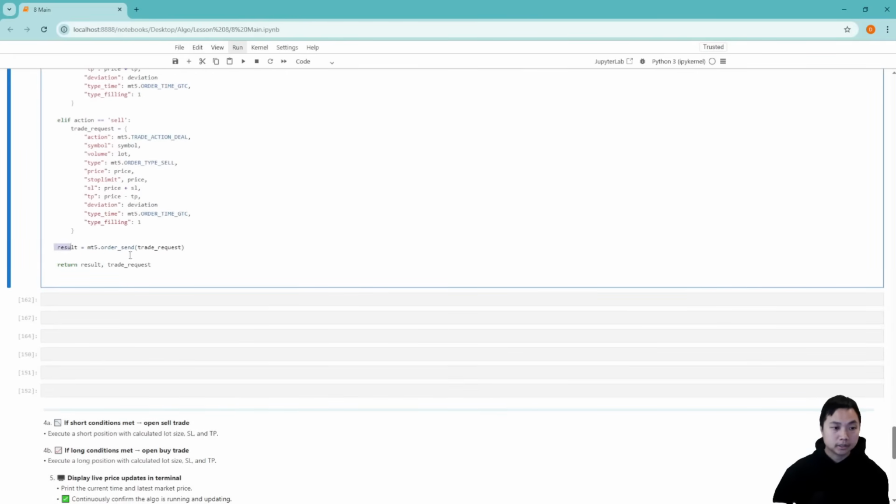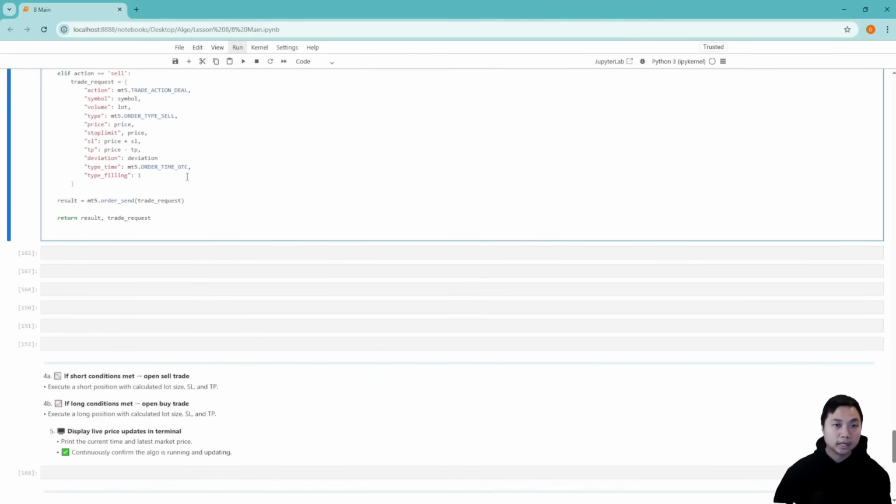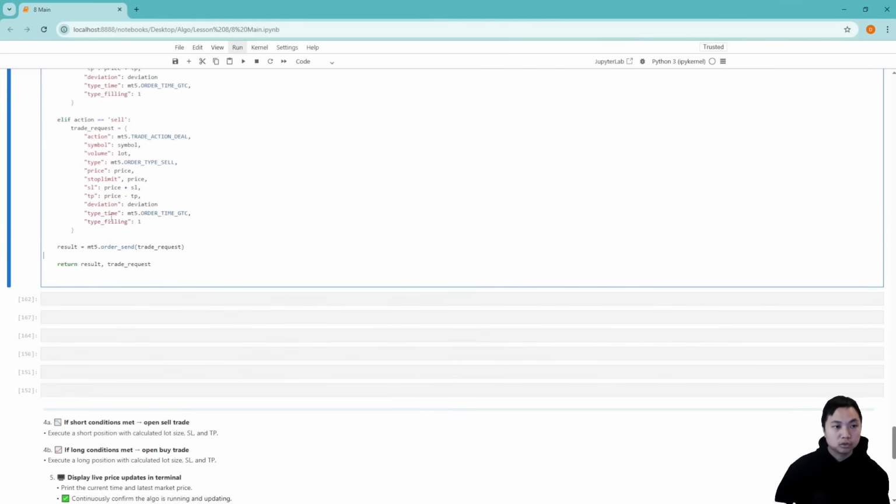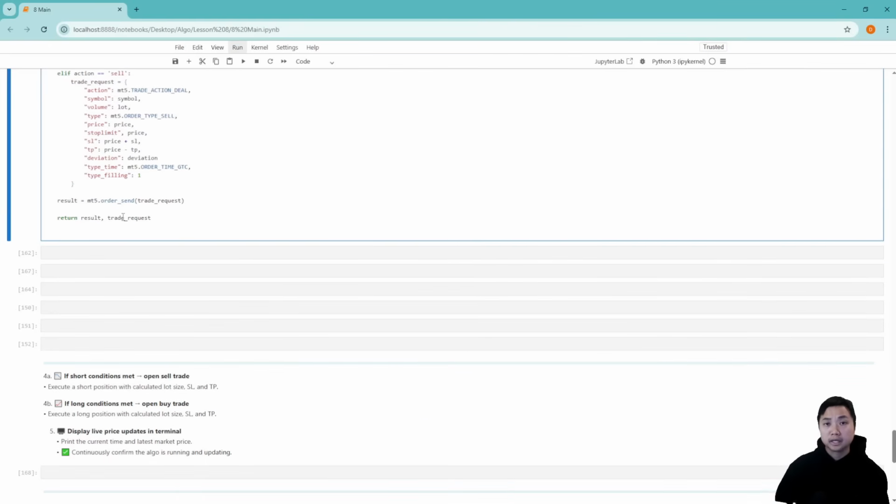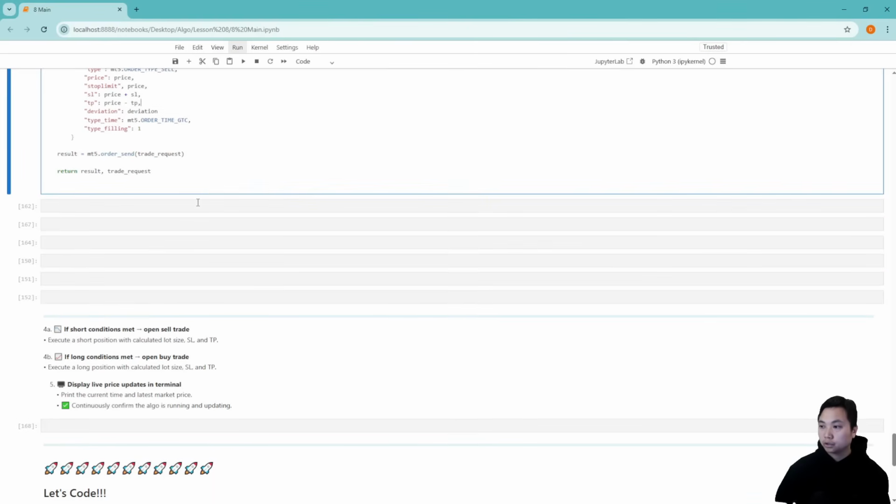And finally, we send this order to MT5. This line actually tells MT5 to place the trade using the parameters we defined in this trade request. And then the result will contain all the details about whether the order succeeded, any errors, or the trade number. And then at the end, we return the result and also the trade request. The trade request is being used for debugging, and the result mainly returns the response that we would like to keep track of.